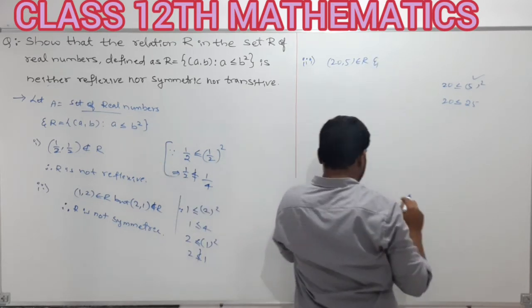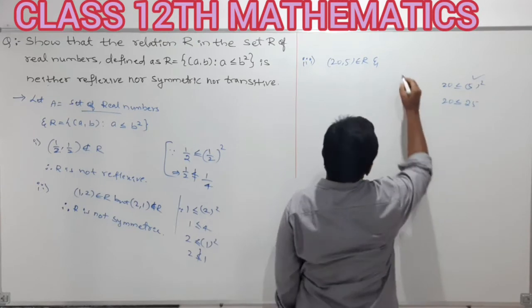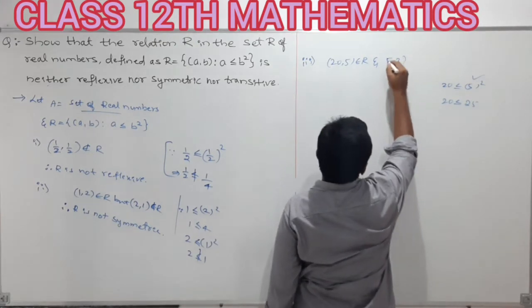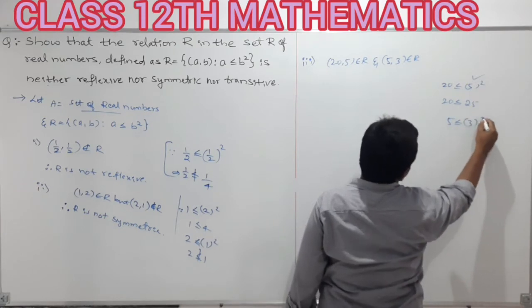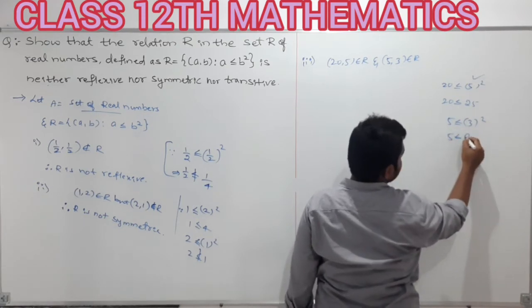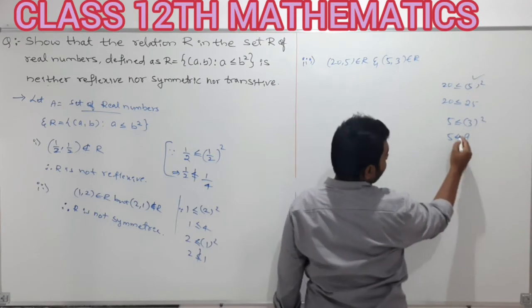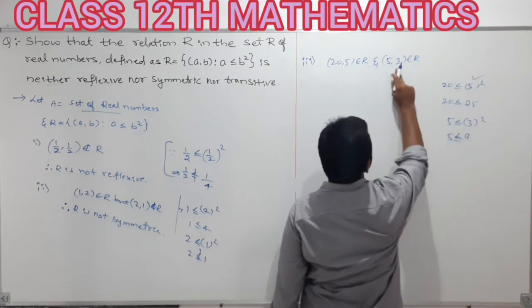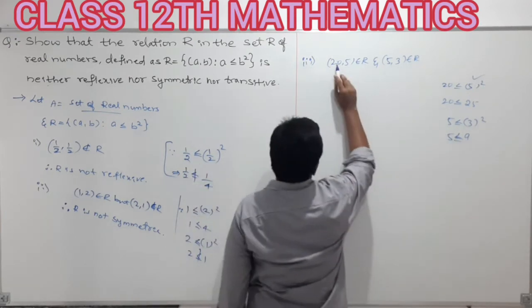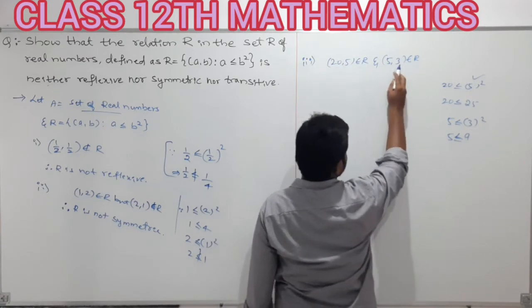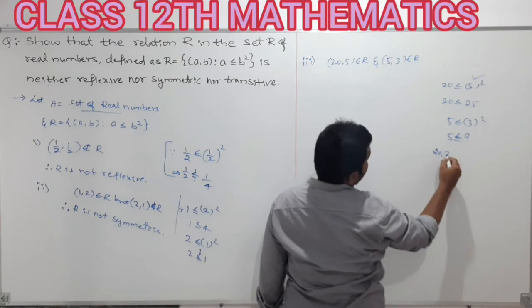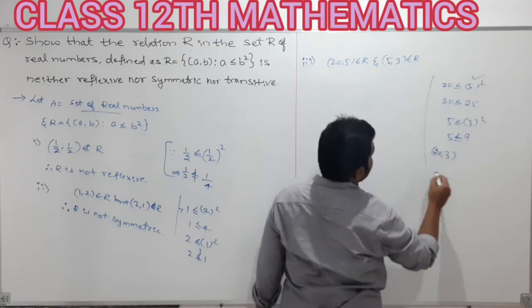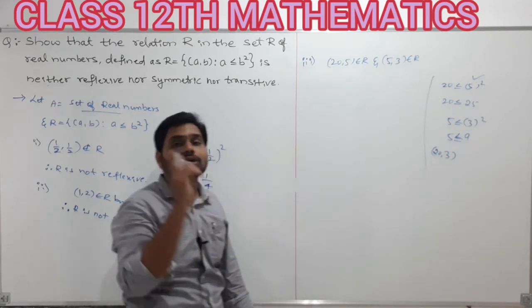And next, my dear students, I am taking (5, 3), and (5, 3) is also in the relation R because 5 is less than or equal to 3 squared, which is 9. So 5 is less than or equal to 9. It means (5, 3) is also in the relation R. (A, B) is there, (B, C) is there. Next we should check (A, C), that is, whether (20, 3) belongs to the relation R or not.